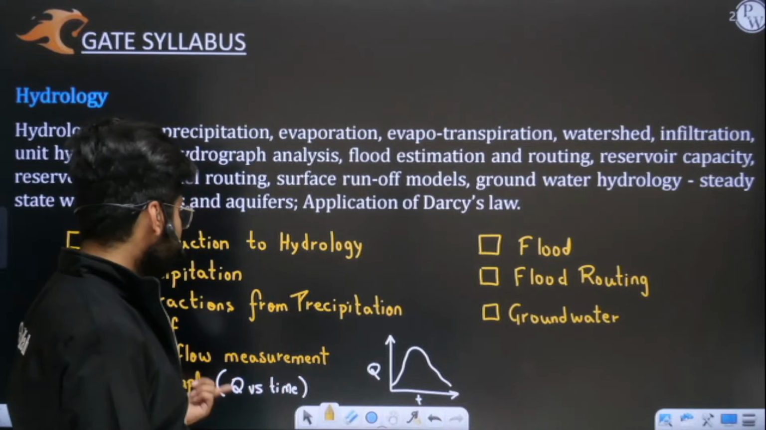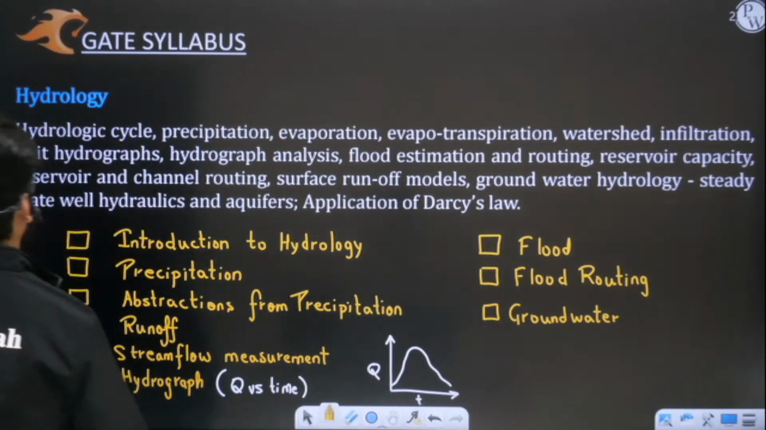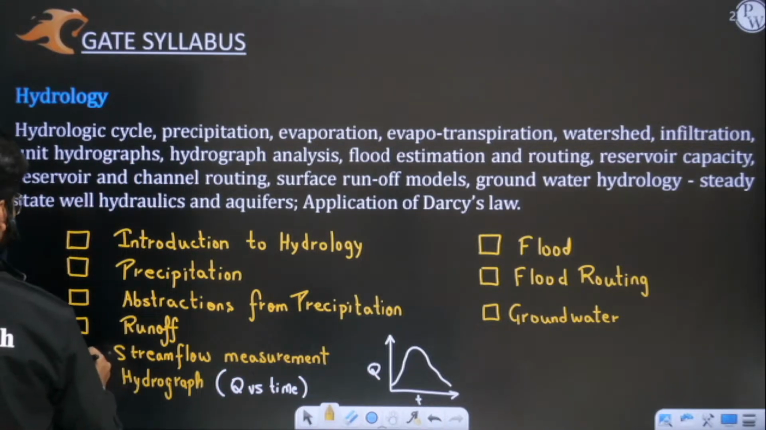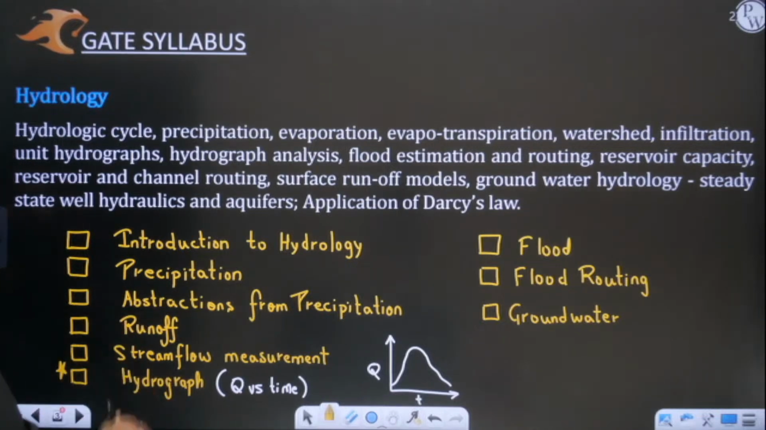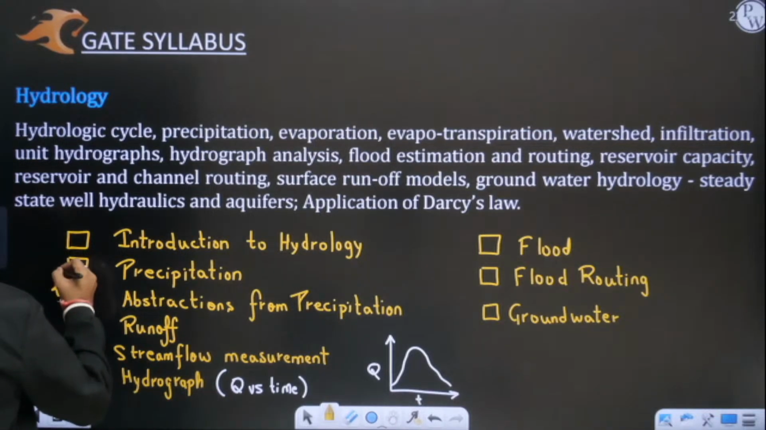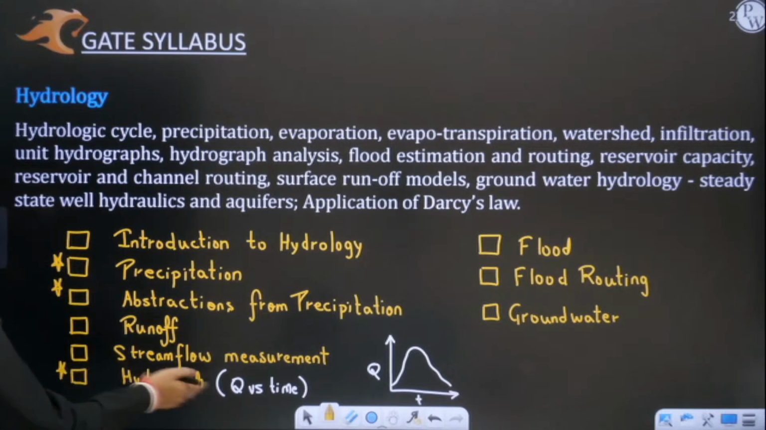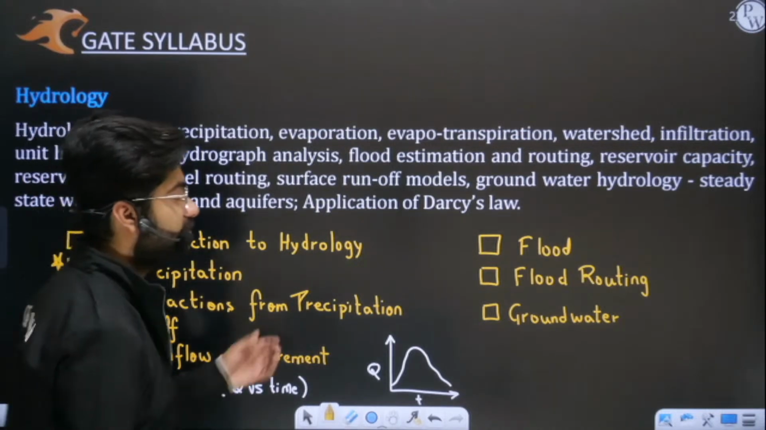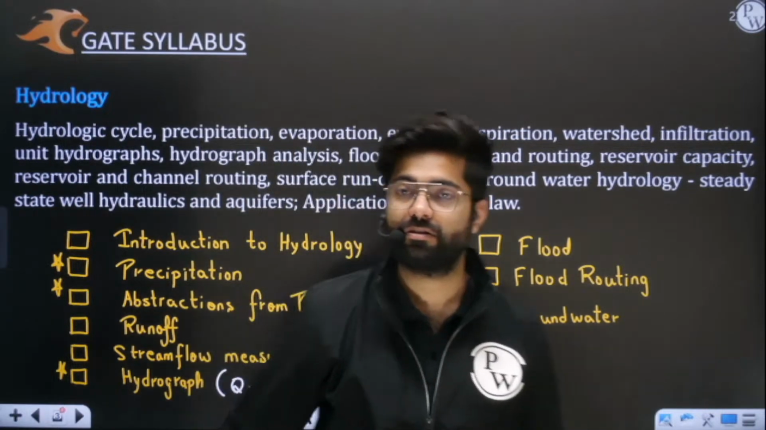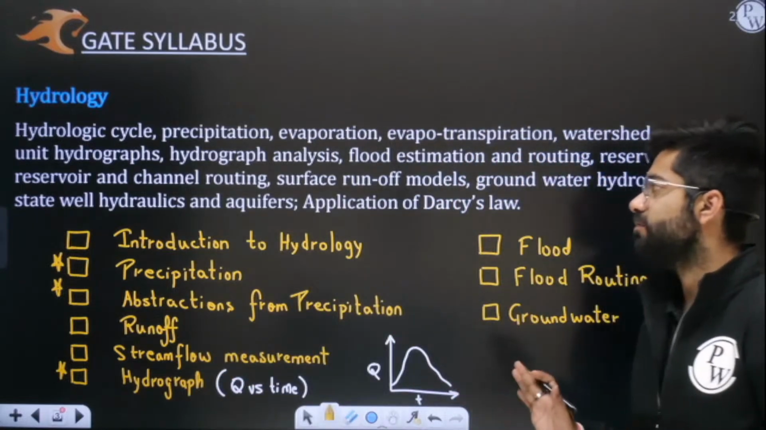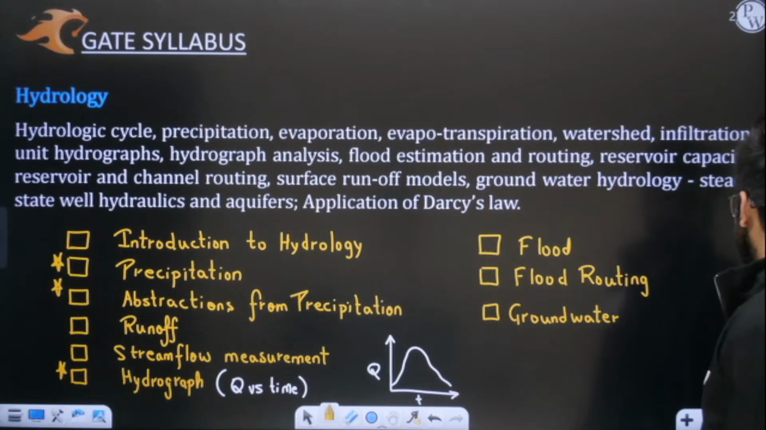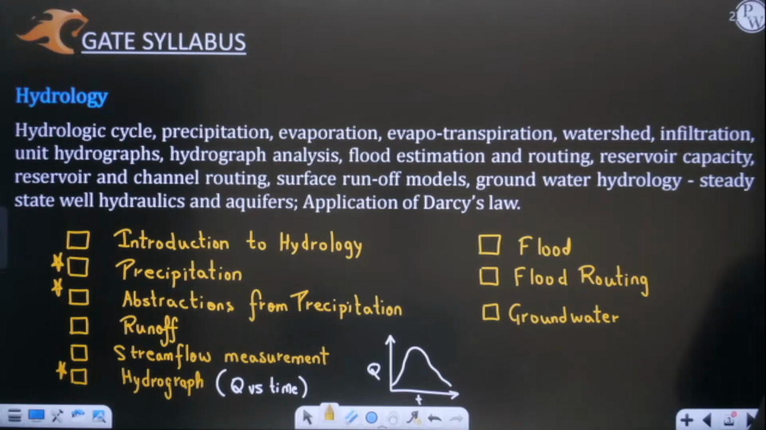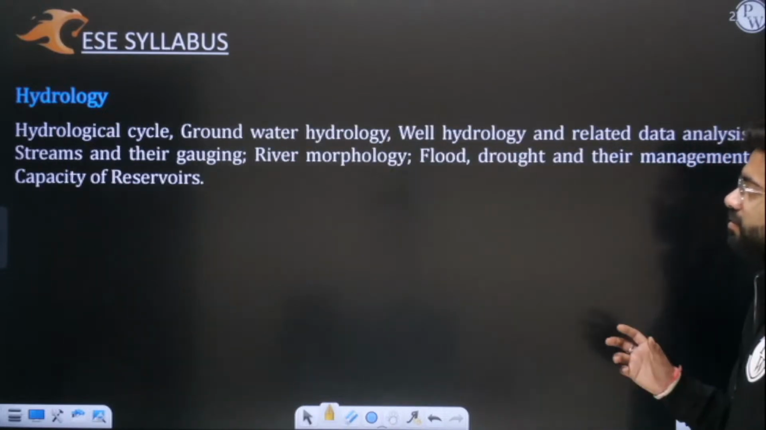This is a very important chapter from the GATE point of view. If I'm talking of GATE, this chapter is one of the most important ones. Abstraction, precipitation, these chapters are very important. After which we will study flood routing and groundwater. So these are all the, you can say, 9 chapters that we have to study in this entire subject. I hope this is clear to you. Yes or no? I hope this is fully clear to you. So we'll end our class here.